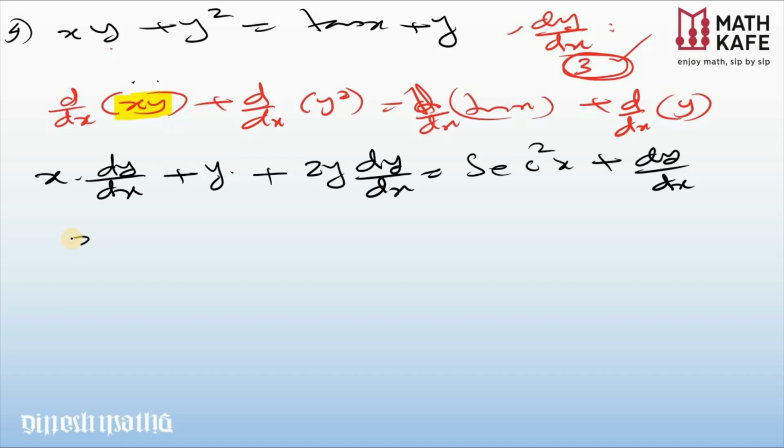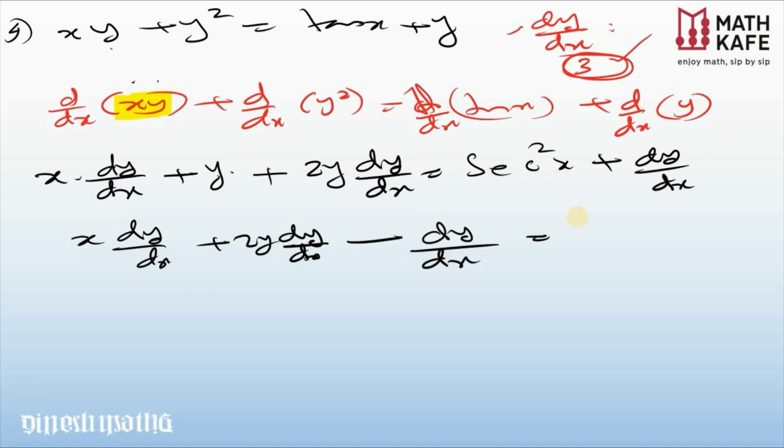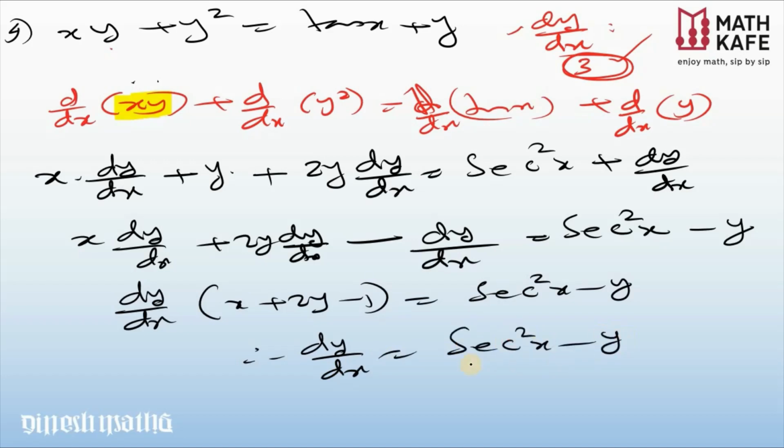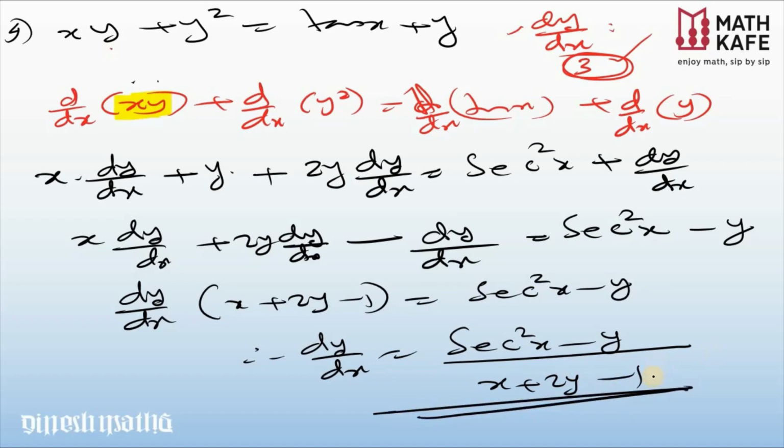Now collect all the dy by dx together. x dy by dx plus 2y dy by dx minus, as this dy by dx comes to the left side, it becomes negative, and the right side is sec square x. And you have one more non dy by dx term here, that is a y. It moves to the right. Taking dy by dx common, it is x plus 2y minus 1 equal to sec square x minus y. Therefore, dy by dx will be equal to sec square x minus y whole divided by x plus 2y minus 1. That is our final answer.